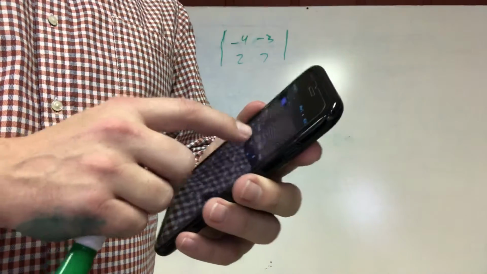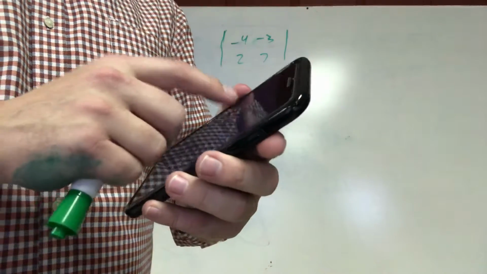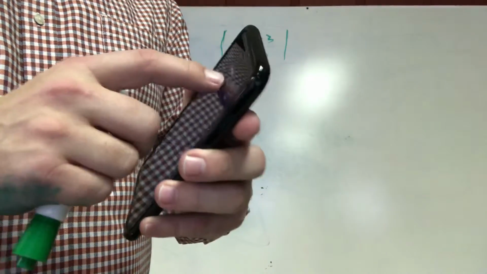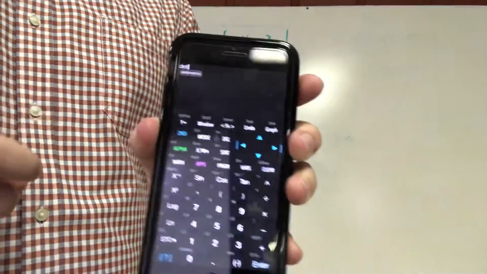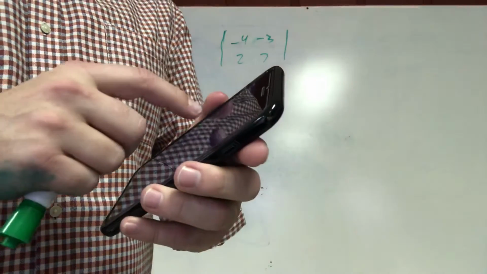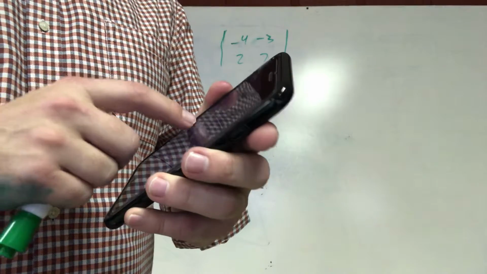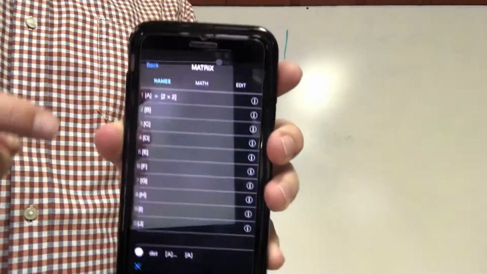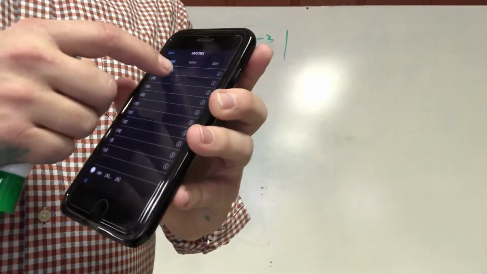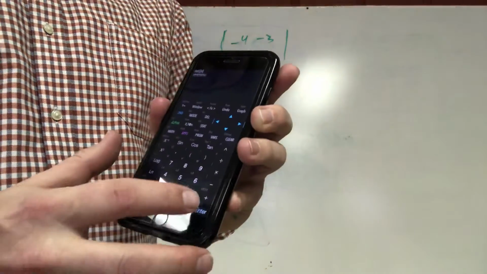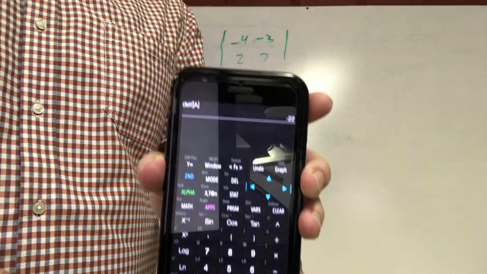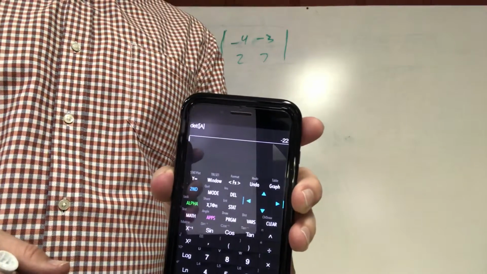Then you have to hit quit to get out of that mode. Go back to your matrix. Then you're going to go to math, and you're going to hit DET, which is the determinant. Then you go back to the matrix and hit names and hit A, because A is the 2x2 matrix that you created. And then you hit enter, and it'll give you the determinant is negative 22.